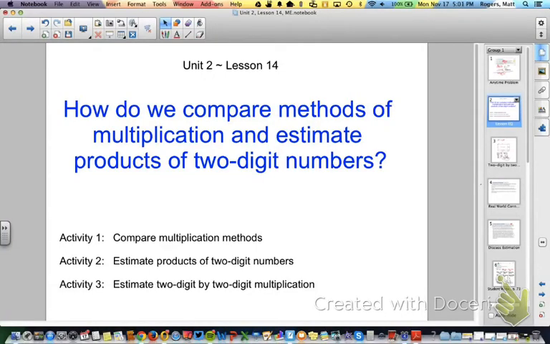Hello, this is Matt Rogers from Salisbury Elementary School, and today we're talking about Unit 2, Lesson 14. How do we compare methods of multiplication and estimate products of two-digit numbers? We'll specifically talk about why estimating is important and how we use it a little bit later in the lesson.